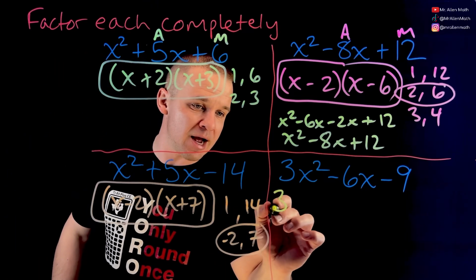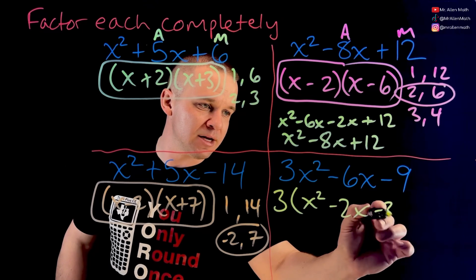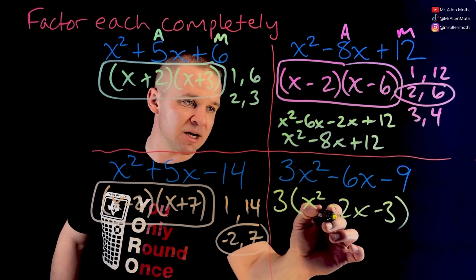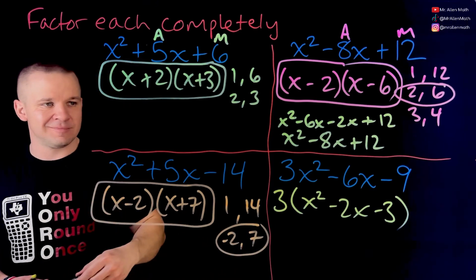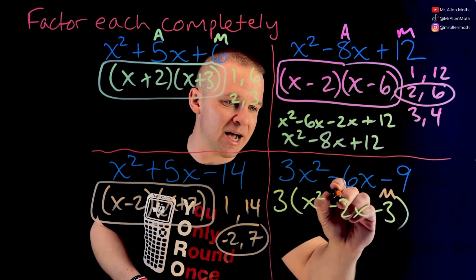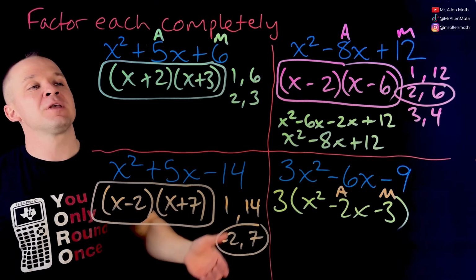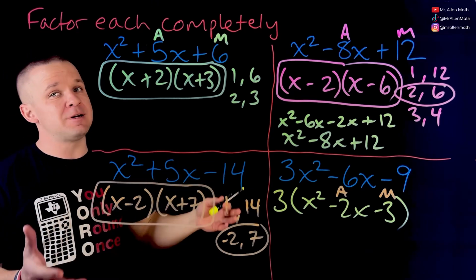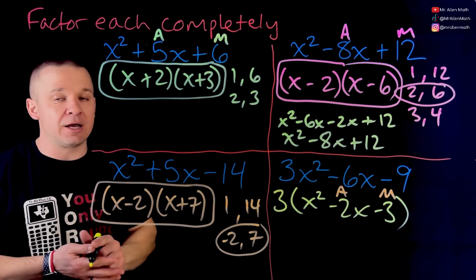So I'm going to take a 3 out and rewrite it as x squared minus 2x minus 3. Negative 6 divided by 3 is negative 2. Negative 9 divided by 3 is negative 3. Now, we got to multiply to this guy and add to that guy. Oh boy. Factoring in factoring. GCF, greatest common factor, can come into play in any factoring scenario. So always have that one in your back pocket ready to rock and roll.